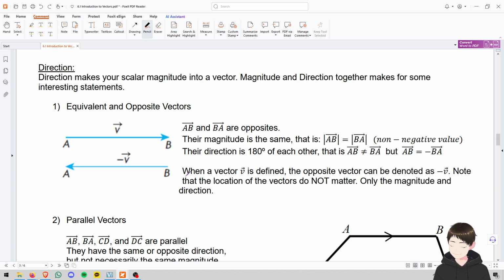Okay? In other words, consider this if you've never worked with vectors before. When a vector v is defined, the opposite vector can immediately be denoted as the negative of the previous vector. Note that the location of the vector does not matter, only the magnitude and direction, just like I was saying before.